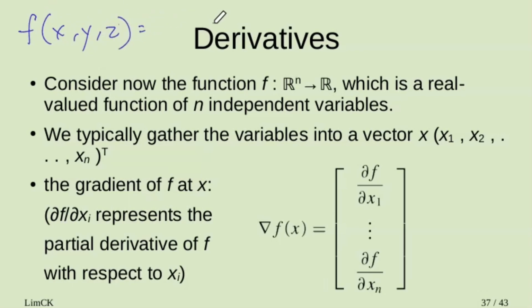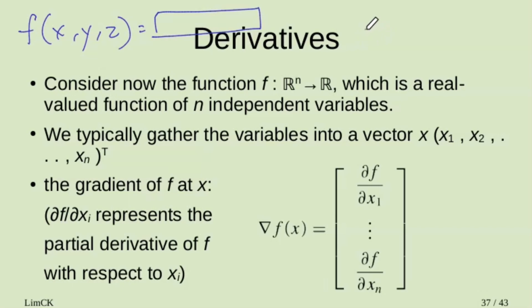Okay, the function f of x, y, z is a function that involves all three variables, and maybe some other constants, but at least three variables. We call this a multivariable function. But more commonly, instead of writing x, y, z, we will group the x, y, z together to become one vector.